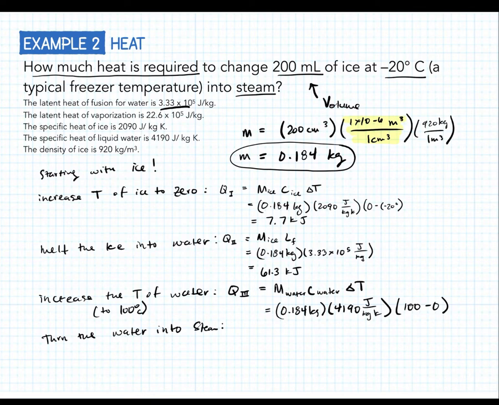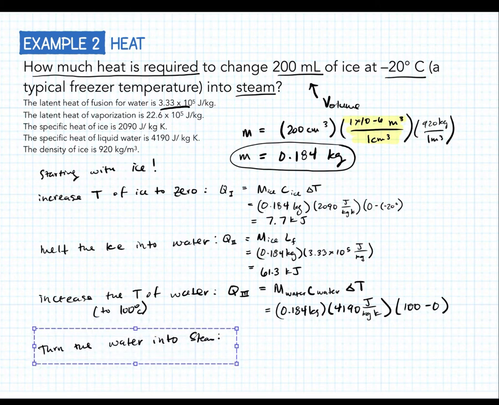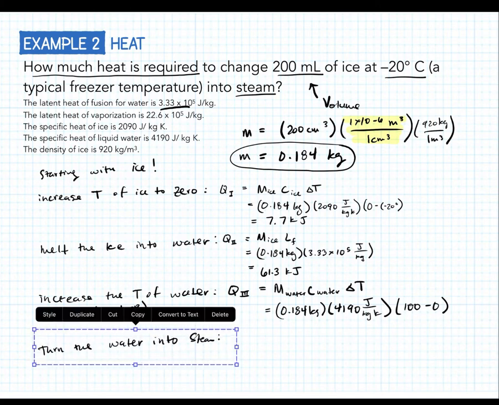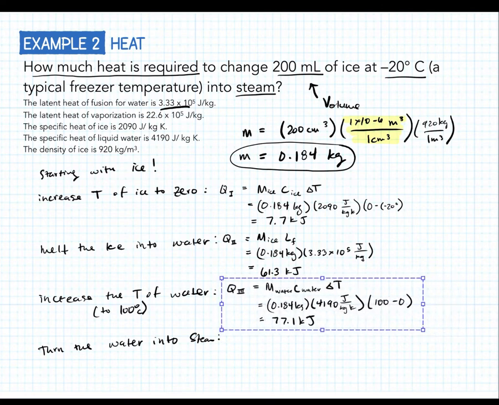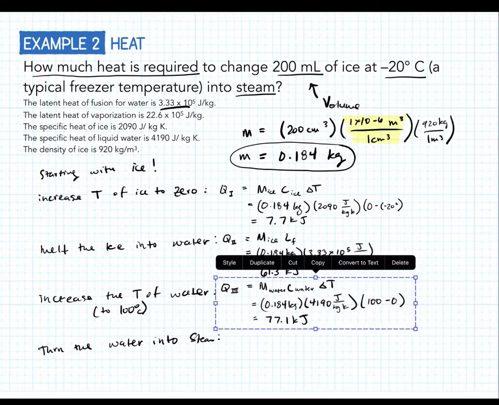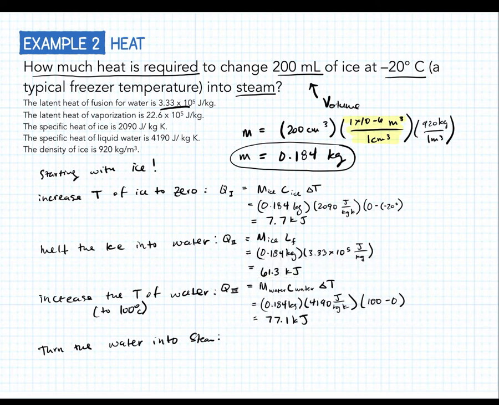What's our temperature change? Well, we started at 0. What do we need to get to? 100. So 100 degrees. Okay, we need to heat it up 100 degrees. All right, so you multiply those together, you get something big, like 77 kilojoules. Okay, so we've used this. So far we're at about 150 kilojoules, give or take.